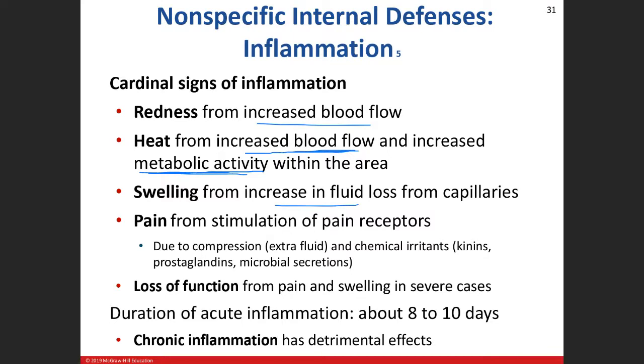Swelling, increased fluid. Pain, because some of those chemicals released into that area are irritants to what we call free nerve endings, a special type of receptor. The free nerve endings will do what they do when stimulated: they will send pain sensation to the central nervous system. We got our chemical irritants from the kinins, the bradykinins and whatnot, all these different chemical messengers. Not only that, but also the physical compression of that fluid that's infiltrated into that area will irritate those nerve endings.